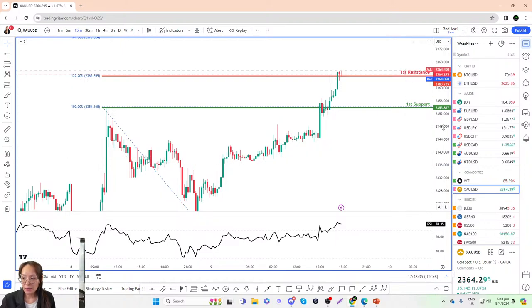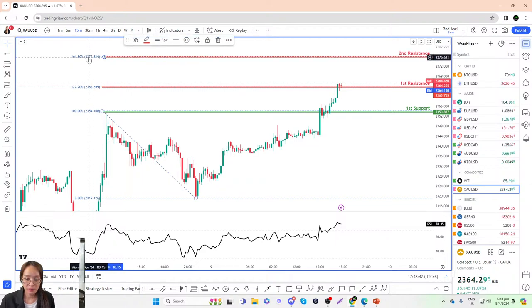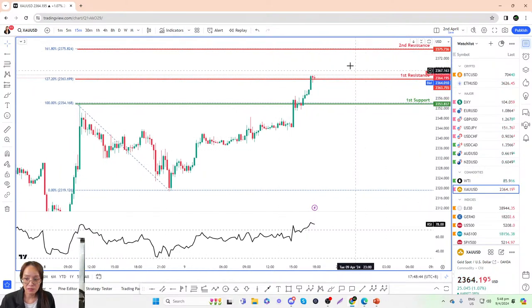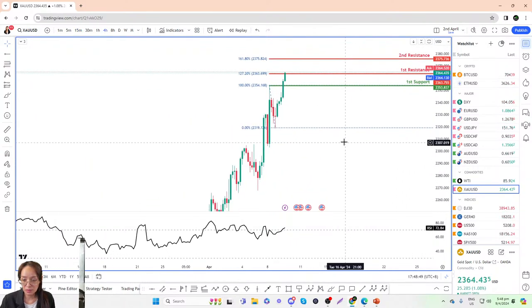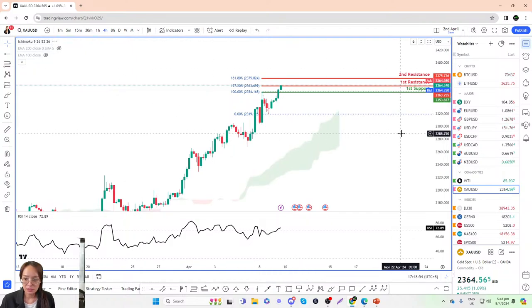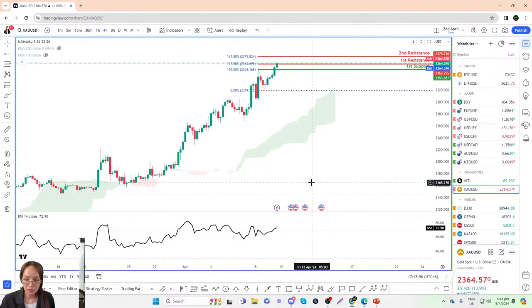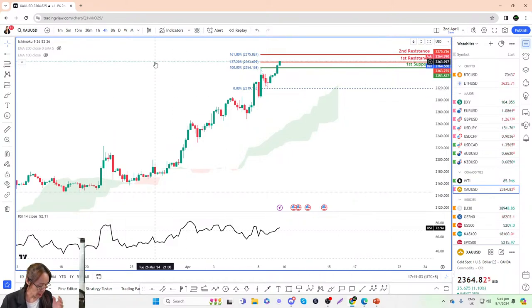Okay, let's say if they break above this one, definitely I think they will just go all the way to 2375. Again, if we short, you cannot hold a position for so long because price is still in an uptrend. We can do Ichimoku cloud. You can see that price is in a really strong uptrend right here. You can request any pair if you want me to have a look for you.